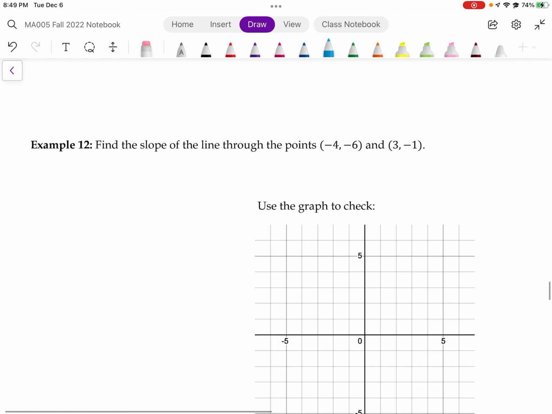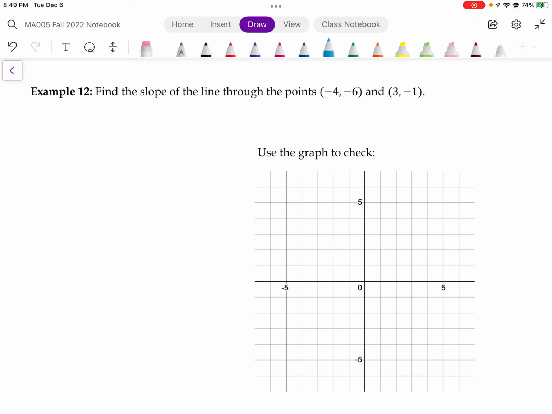All right, find the slope of the line passing through those 2 points and use the graph to check. So try it again. All right, so m equals, we're going to take the y's and put them on top, because remember it's change in y on top, change in x on the bottom. So change in y is our yellow. So that's going to be negative 1 minus negative 6 over, now we're going to do the x values, and we're going to get 3 minus negative 4.